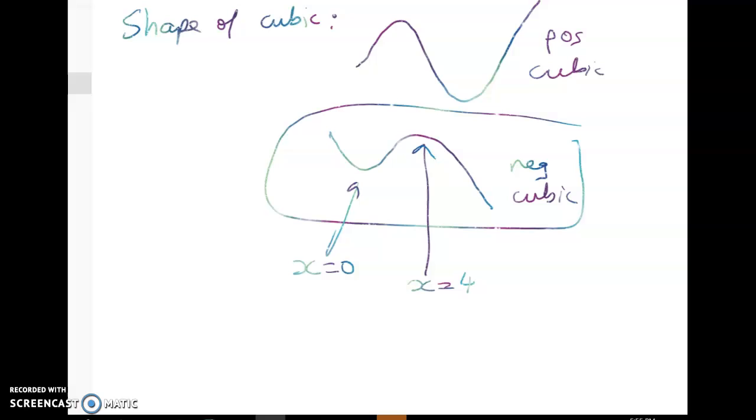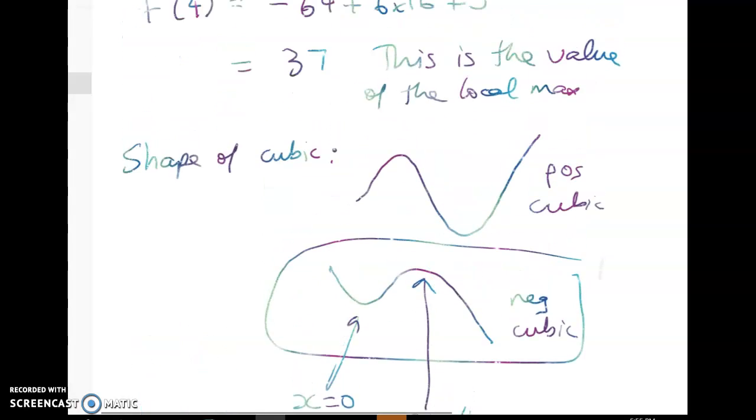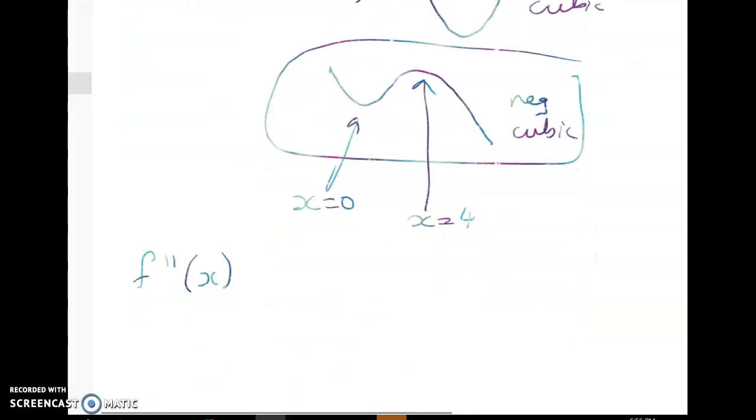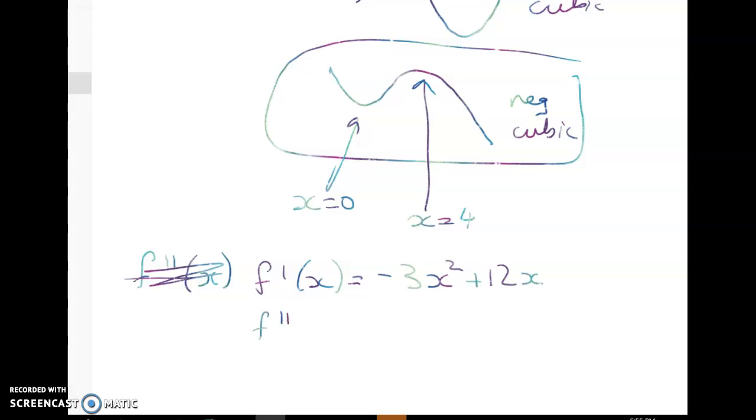Now there are two other ways to justify that we've found a maximum. The first of these is to work out the second derivative, and then work it out at x equals 4. Okay, so let's just back up. f dash of x is what I'm going to have to differentiate again. Now you weren't actually asked to justify this in this question, but it's usually a good idea to. So we can differentiate that again, and we get negative 6x plus 12.